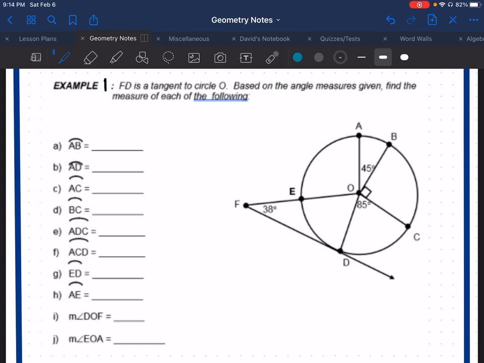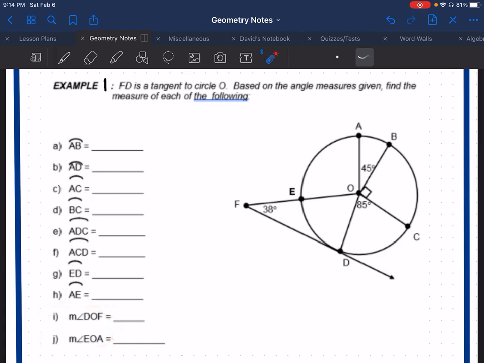And also, any segment connecting O to the outside of the circle is going to be a radius, and could be a diameter if it is straight. All right, based on the angle measures given, find the measure of each of the following. So they want a whole bunch of arcs. And then down at the bottom, we're asked about some angles.